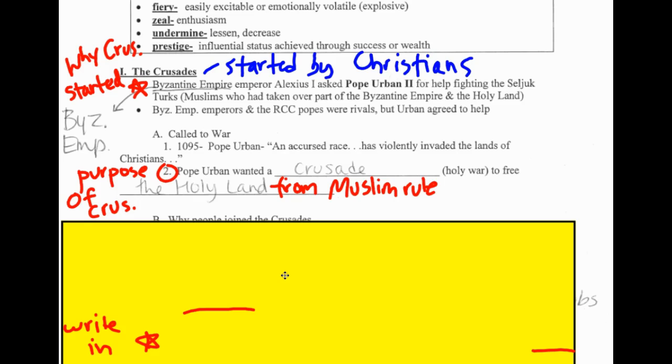You should add to the left that this is the purpose of the Crusades, to free the Holy Land from Muslim rule. And I would add in what I wrote in red for Muslim rule.